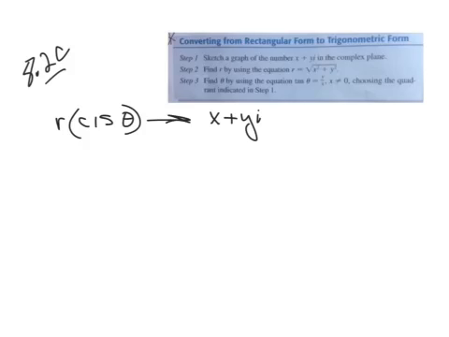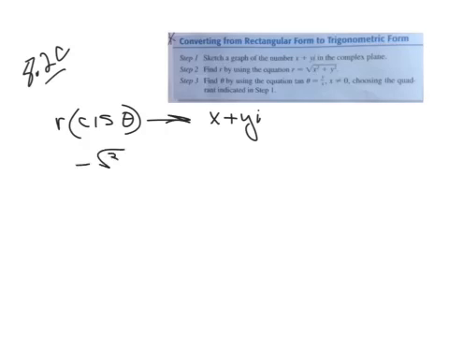And now we're going to convert from rectangular form back to trig form. So let's go ahead and get started there. Now there's the steps there at the top. Sketch a graph of the number x plus yi in the complex plane. So let's look at example 3 here and do that.